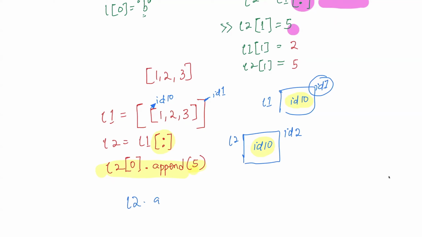However, if I do L2.append, let's say 20, and if I print L2, L2 is going to contain 1, 2, 3, which is the first entry here.